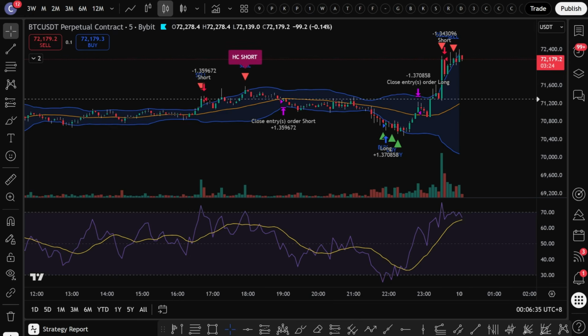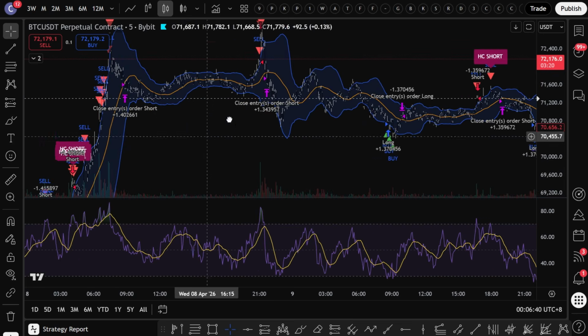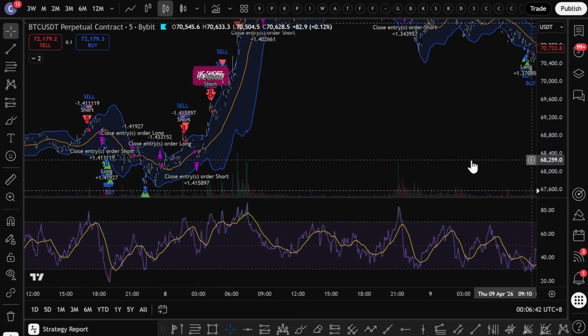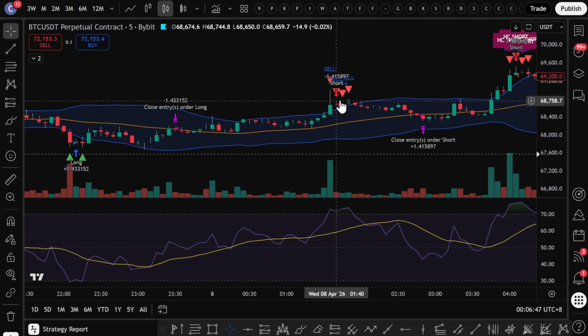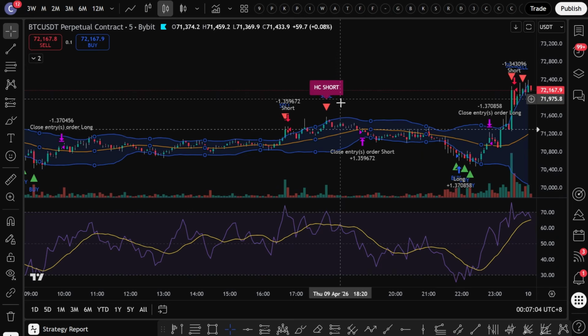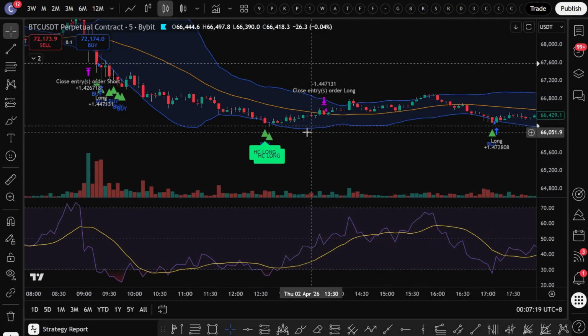And there it is. You can see the Bollinger Bands on the chart, the RSI panel below, and the buy and sell signals automatically plotted. Green arrows for longs, red arrows for shorts. The high confidence divergence signals are labeled separately, so you know which setups are the strongest.